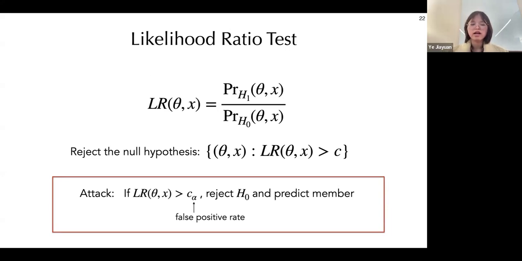How large we should tolerate the likelihood ratio to be for predicting member is a question related to the false positive rate of the attack. If we want some alpha false positive rate, then we should choose the threshold accordingly, so that we don't make wrong decisions for more than alpha percent of the non-member models and data records.